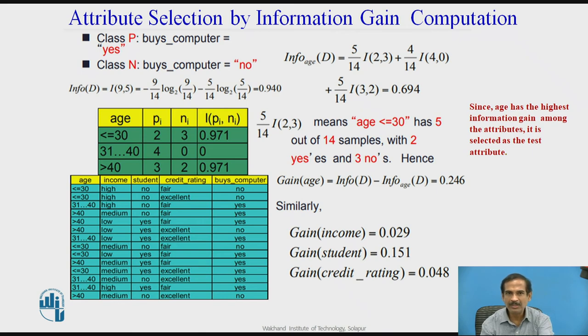For attribute selection by information gain computation, we could use an information gain for an attribute age, and do a computation and find out that since age has the highest information gain among the attributes, it is selected as the test attribute. We find the information gain for the particular age to be a combination of information from all the ages. And here we have found out for the yeses and the noes, and we come to a conclusion that the information gain is 0.246. Similarly, we find the gain of income, the gain of student, and the gain of credit rating.